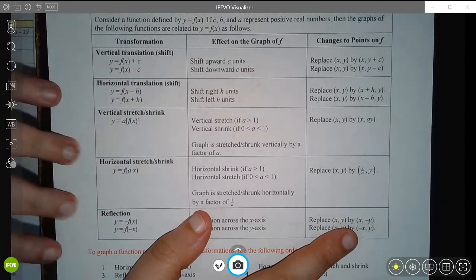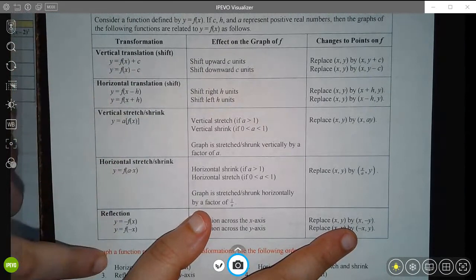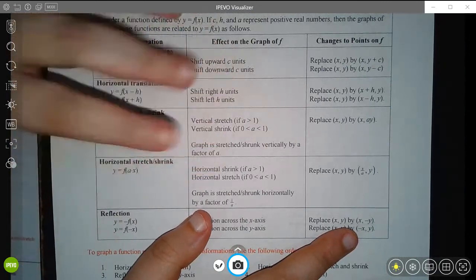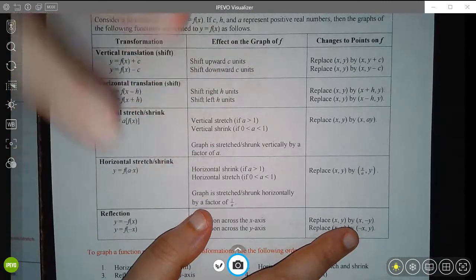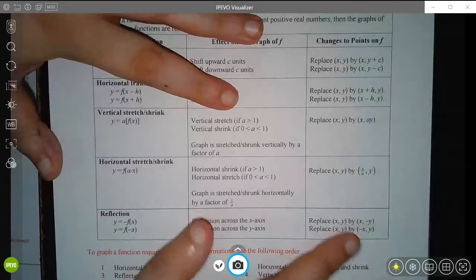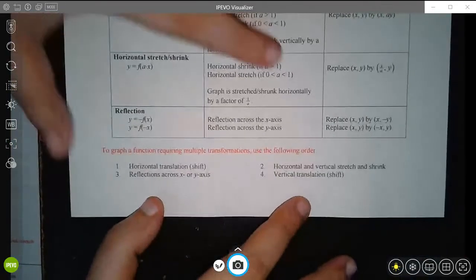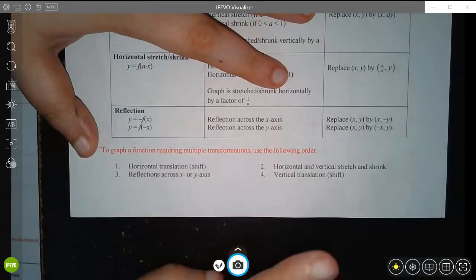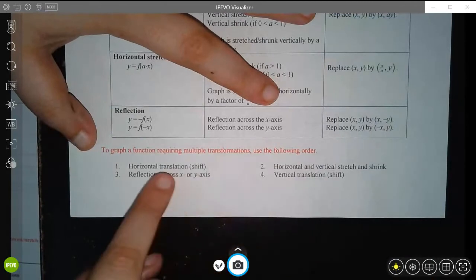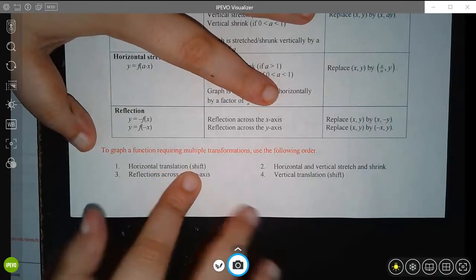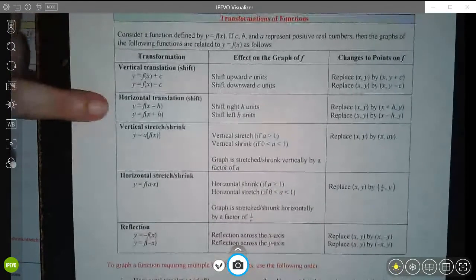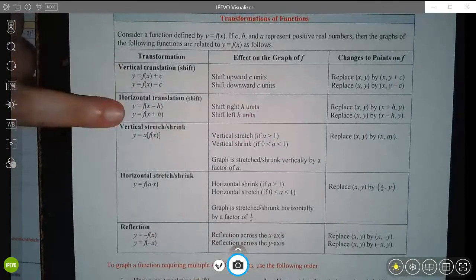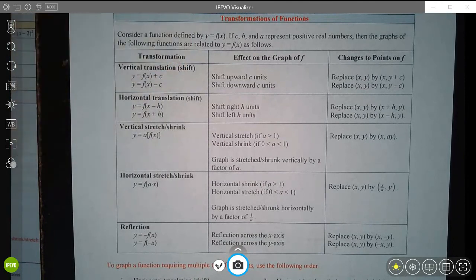If I give you a question that has more than one of these, then there's a specific order to follow when you're executing them. Otherwise, you end up with the wrong result. Here it is, written down here. The first transformation you need to do is the horizontal shift, the adding and subtracting inside the function. That's the first one you do.